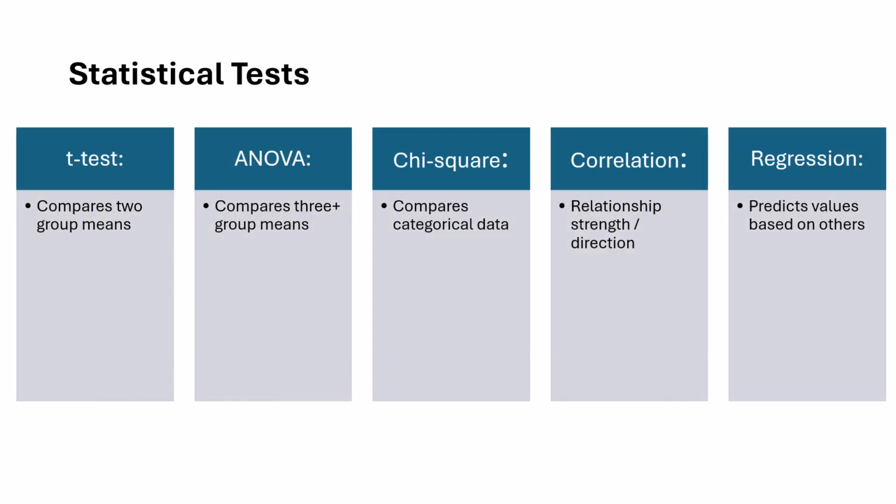Here are some key statistical tests you should know. The t-test compares two group means, like comparing birth weights between two different treatment groups. ANOVA, analysis of variance, compares three or more group means. Chi-square compares categorical data, like whether treatment A or B resulted in more successful outcomes. Correlation measures relationship strength and direction between variables, and regression predicts values based on others.